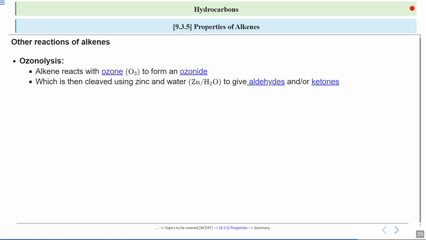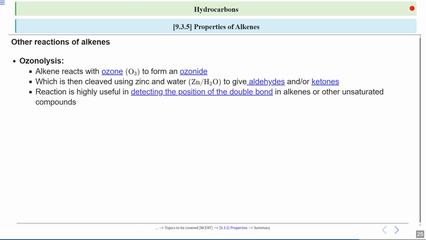Next, we need to break down the ozonoid to get our final product. We do this by treating the ozonoid with zinc and water. This step splits the ozonoid and produces either aldehydes or ketones depending on the structure of the original alkene. Aldehydes and ketones are both types of carbonyl compounds, which means they contain a carbon-oxygen double bond. Ozonolysis is especially useful because it helps us detect exactly where the double bond was in the original alkene. By analyzing the products formed, we can figure out the position of the double bond in the starting molecule.